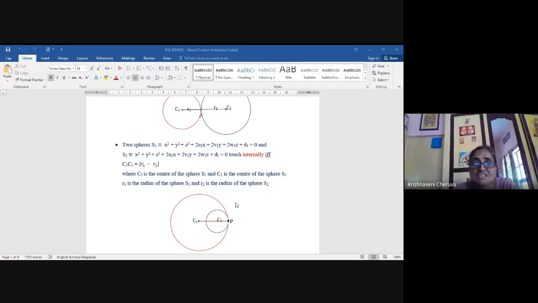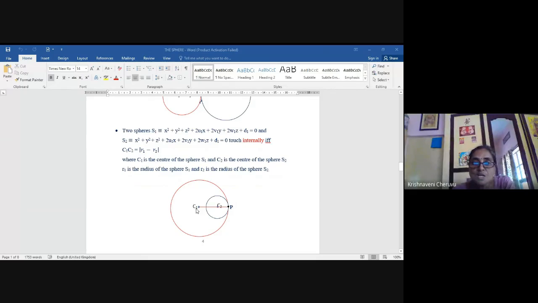In this example, C1 is a sphere with radius R1, C2 is a sphere with radius R2, and R1 is bigger than R2. So C1P is R1 and C2P is R2. I repeat, C1P is R1, C2P is R2. So R1 minus R2 will give you the distance between C1 and C2.